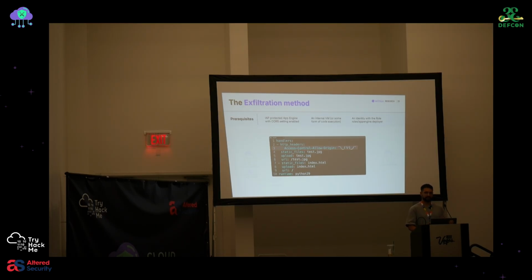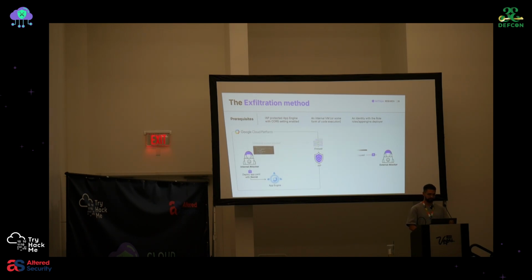So the internal attacker deploys this version of the application to the App Engine. The second step is that the external attacker sends an HTTP options request to the application. Because we allow HTTP options on the application, the request can go through without a token. This is how it looks.